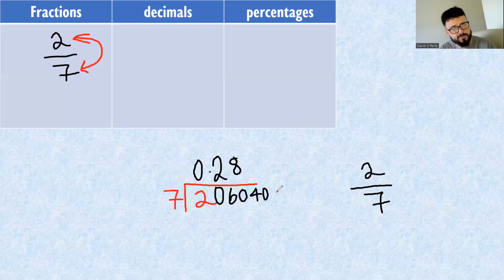How many times does 7 go into 40? 7, 14, 21, 28, 35. It goes in 5 times. We landed on 35, so I've got a remainder of 5 and a placeholder. How many times does 7 go into 50? 7, 14, 21, 28, 35, 42, 49. It goes in 7 times. Now we do have a remainder. However, let's stop.